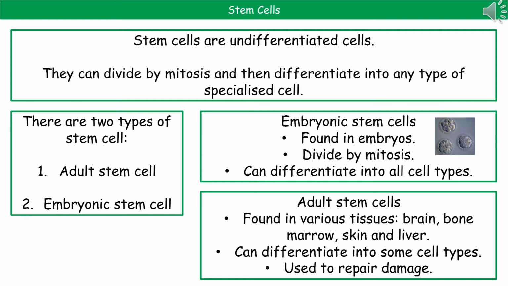Whereas an adult stem cell is found in various tissues around the body, so brain, bone marrow, skin, liver, and they can differentiate into some cell types, and they're used to repair damage. Key difference there is embryonic, all cell types, adult, only some.